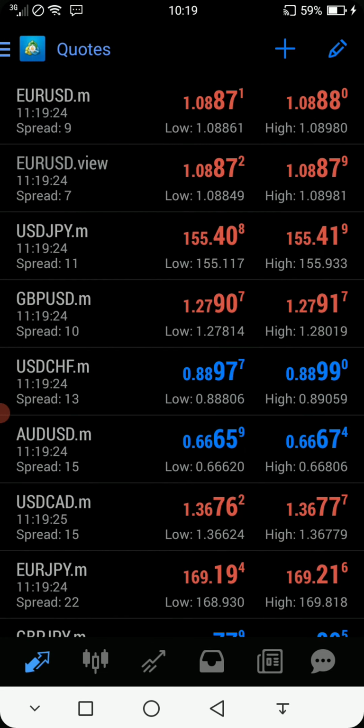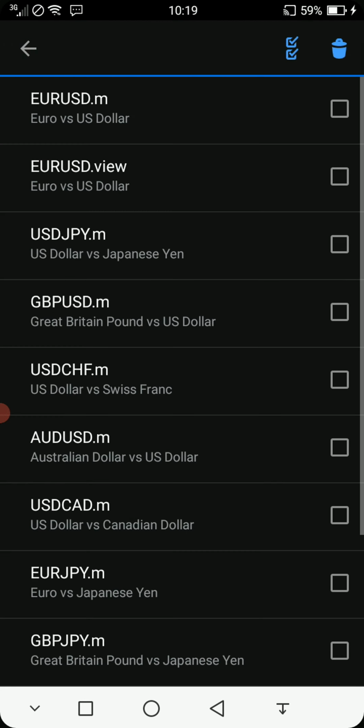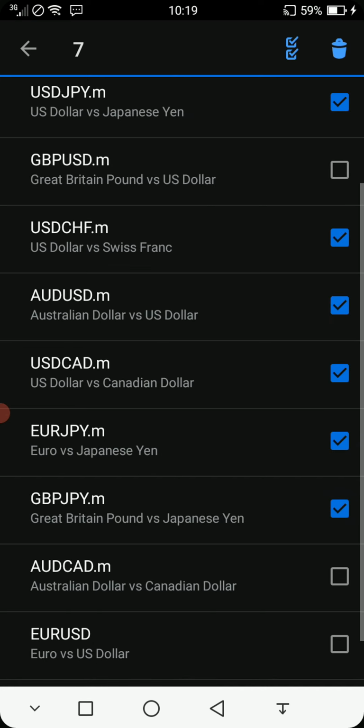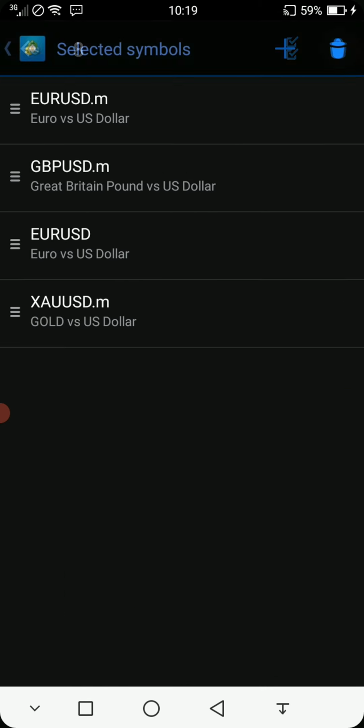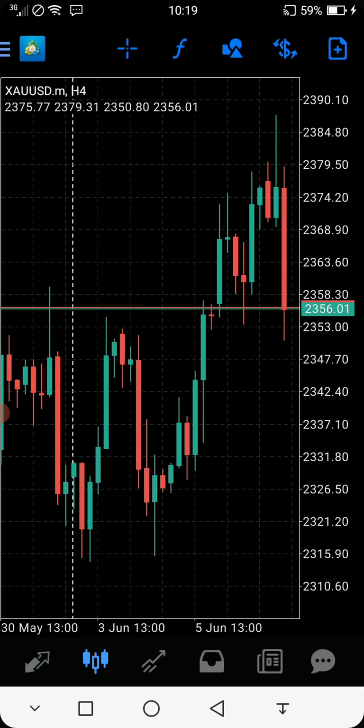Let me just remove all this because I actually don't trade the majority of it. I only trade gold and Euro USD, the rest I don't. So yeah guys, that's all we have.